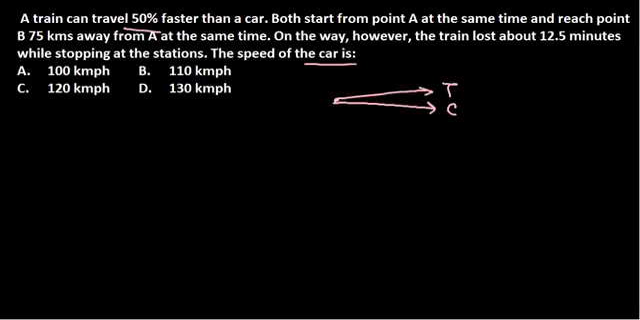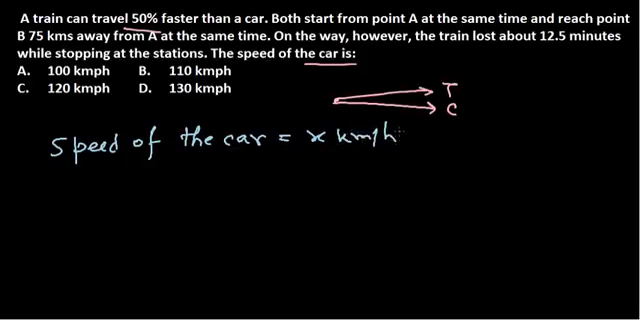Let the speed of the car be x kilometers per hour. For example, let's say it's x kilometers per hour. We assume the speed of the car because that's what we need to find, right? So if we assume the speed of the car is x, then obviously the speed of the train is 50% faster than the car, right? So the speed of the train here will be 50% faster.